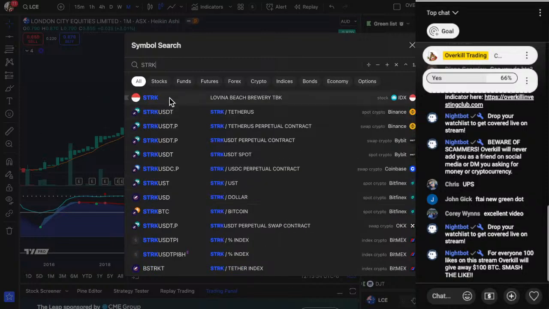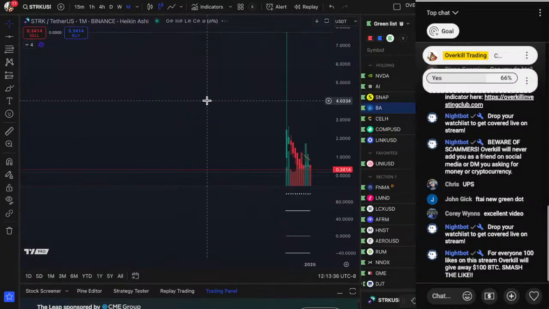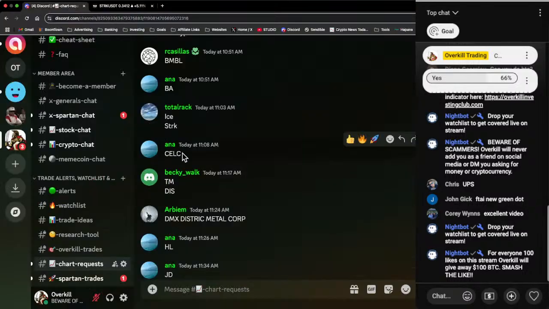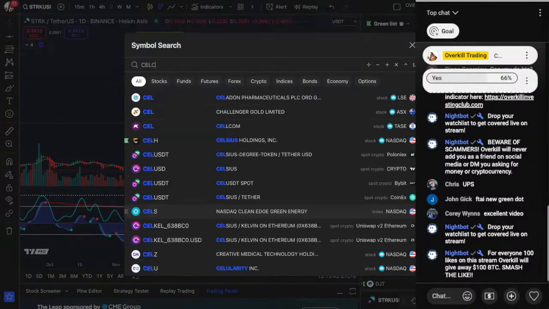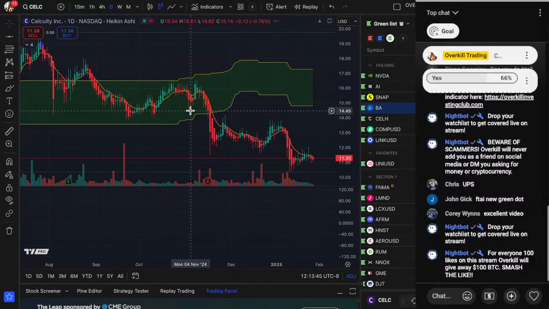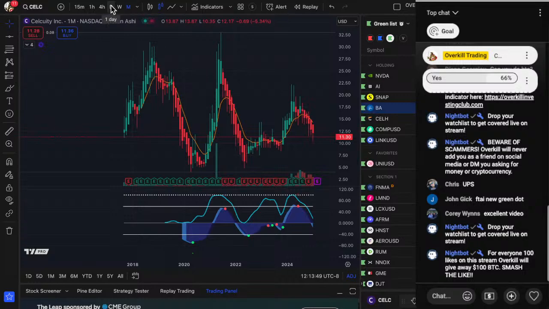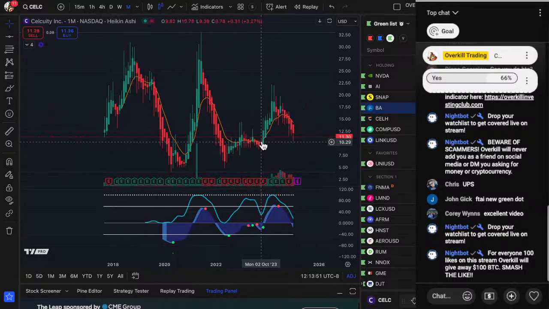STRK. Is that a crypto? That one's down there on the floor. The monthly's ugly. It's just an ugly one. I think there's some better crypto to buy. Technically, at least. I don't know about the fundamentals, but technically, there are some better stocks to buy in crypto than charts that look like that.